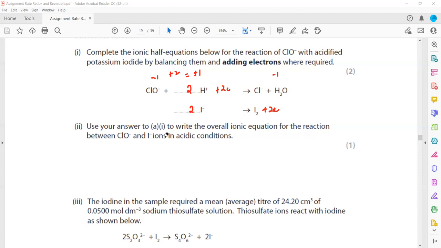Then we have to use the equations to write the overall ionic equation in acidic condition. As you can see, this balancing is already in acidic. Now to make the balanced equation, we make the number of electrons the same and add. You can clearly see that the number of electrons are already the same, so we don't have to do any multiplication. We just directly write the equation. So we have ClO minus plus 2 protons, plus 2 iodide ions gives chloride ion, water molecule, and iodine.